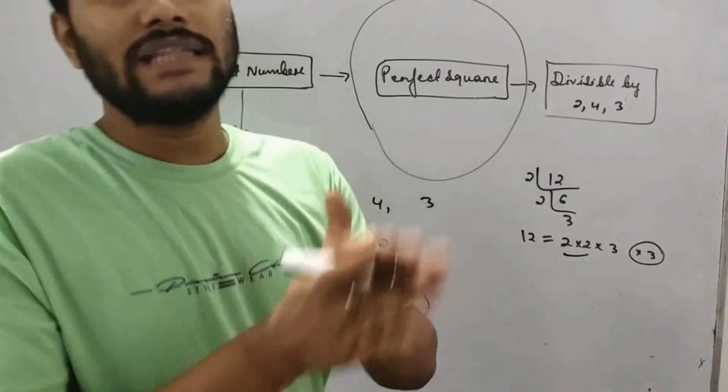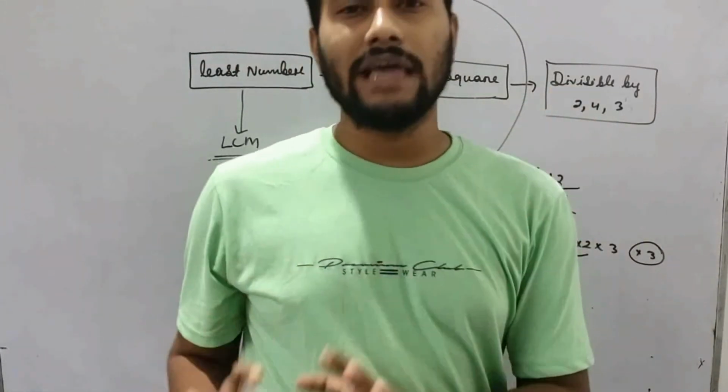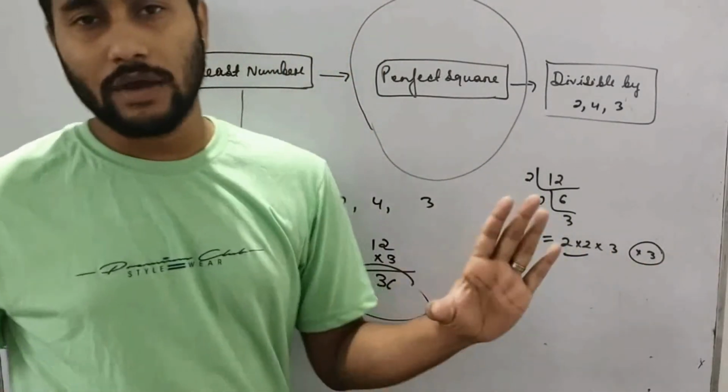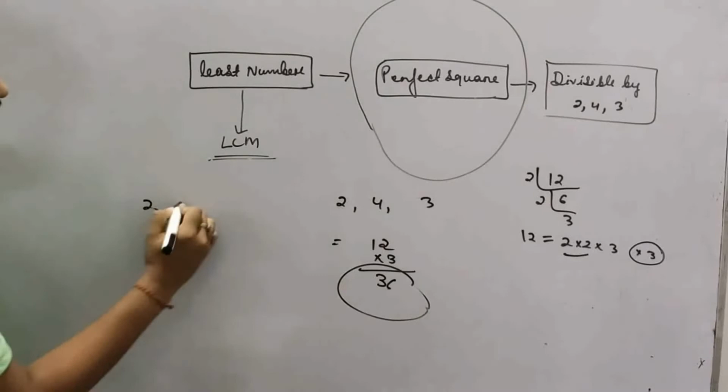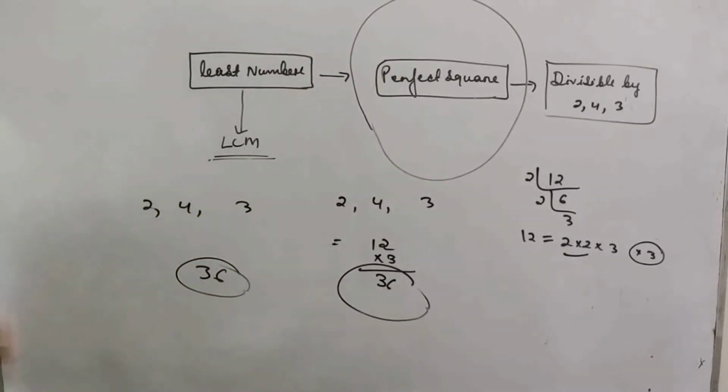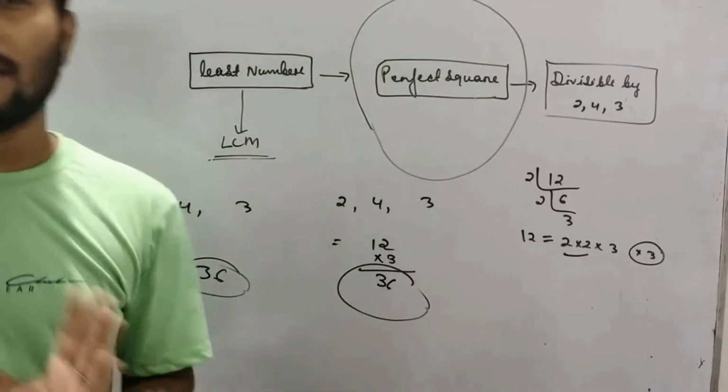At first you have to find the LCM. After finding the LCM, you have to make it what? You have to make it a perfect square. Understood? Now you see 2, 4 and 3. 36 is the least number which is a perfect square and divisible by 2, 4 and 3.